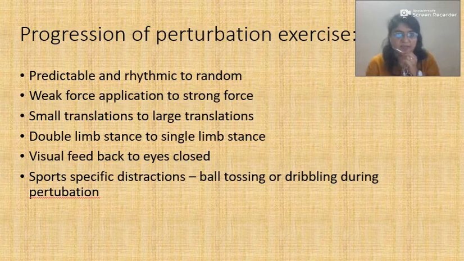So these are the methods of progression which are mentioned. First one is predictable and rhythmic to random. Initially we will tell the patient that a perturbation force will be given to them, and they have to balance as much as possible. They should not fall. And later on it has to be random. So we have to give the patient the random perturbation force without informing them.